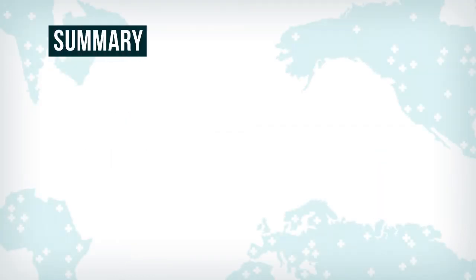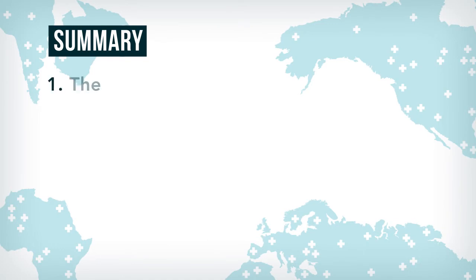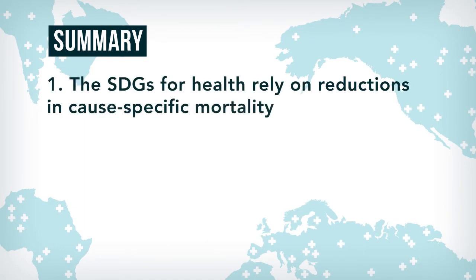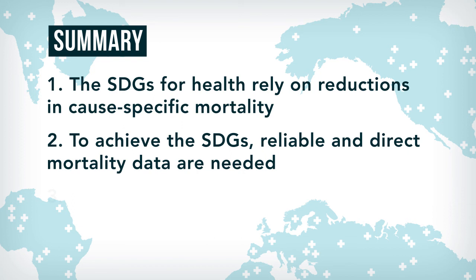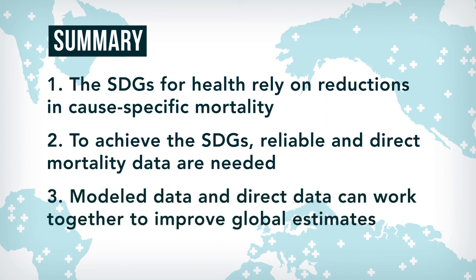So let's sum up what we've learned in this section. First, the Sustainable Development Goals for health rely very much on reductions in cause-specific mortality. Second, to achieve the Sustainable Development Goals, reliable and direct mortality data are needed. Third, model data are not as accurate as direct data, especially at the national level.